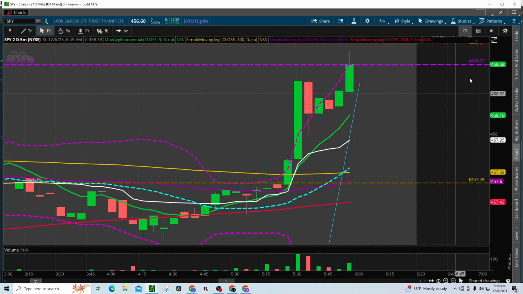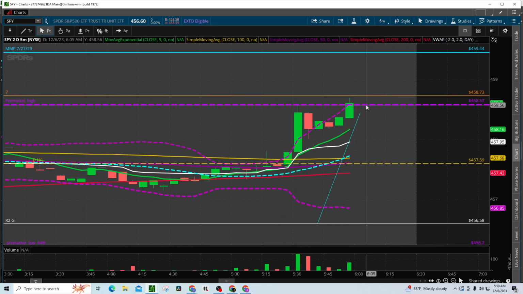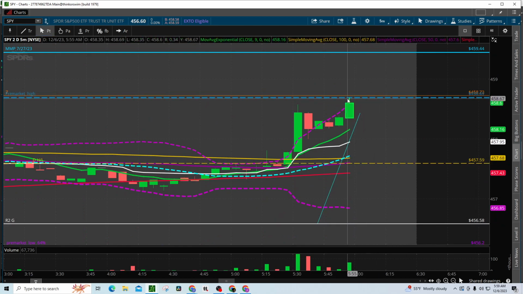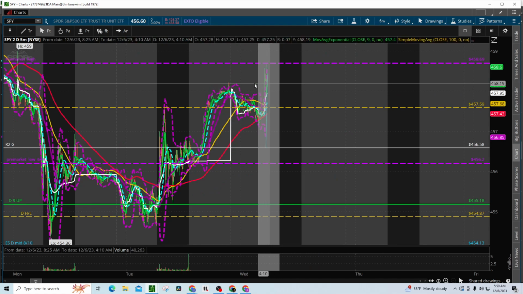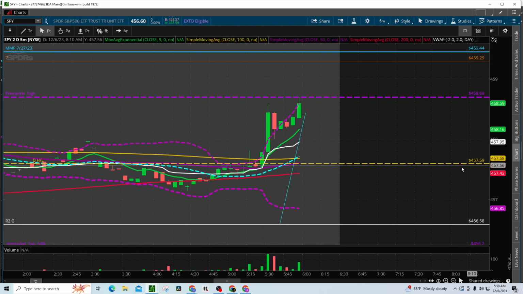SPY moved up from here. Okay, look, it made a new pre-market high right there. So I'm going to adjust that. I'm going to move this 7 o'clock line away from it. So it moved up, which makes the puts lose value.